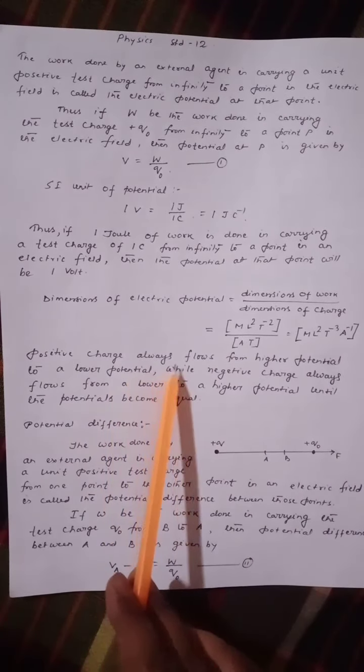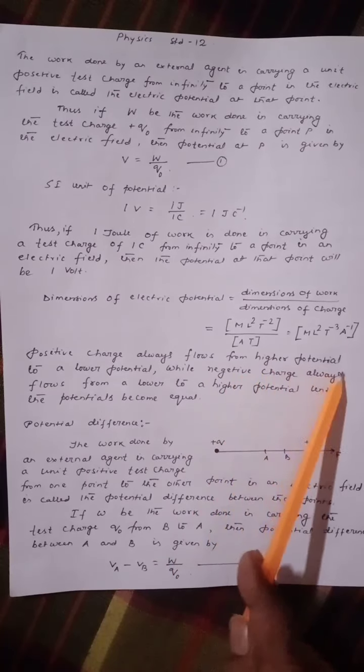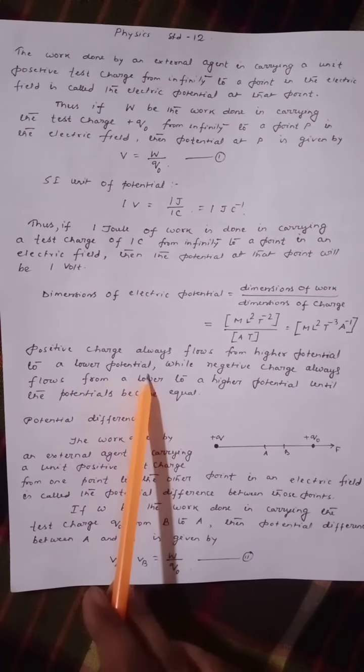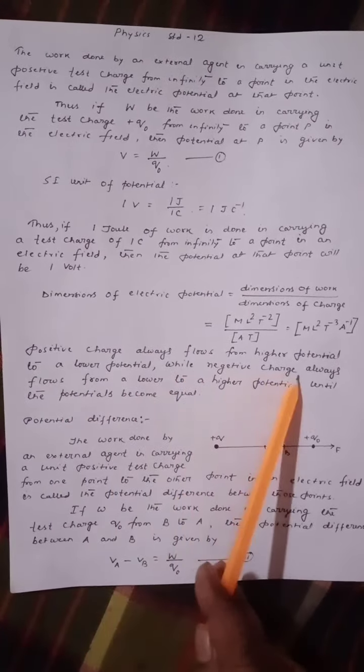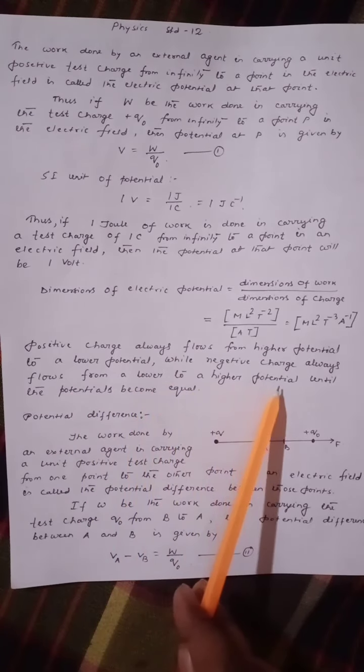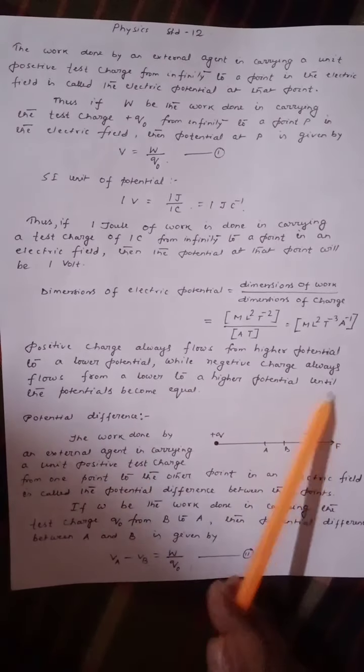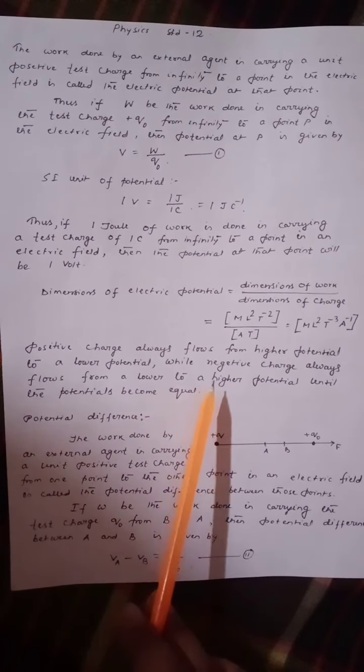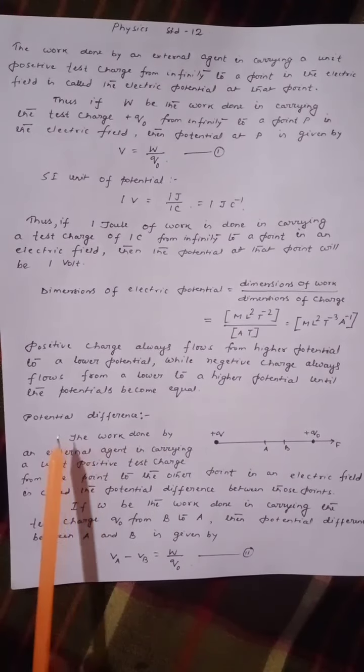Positive charge always flows from higher potential to lower potential, while negative charge always flows from lower to higher potential, until the potentials become equal. This is a very important rule of electric potential.